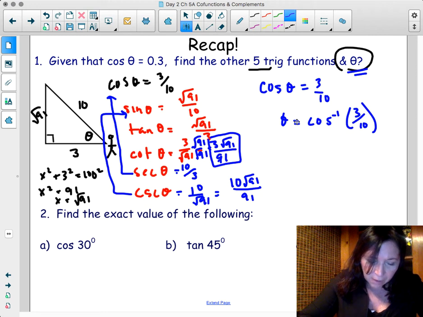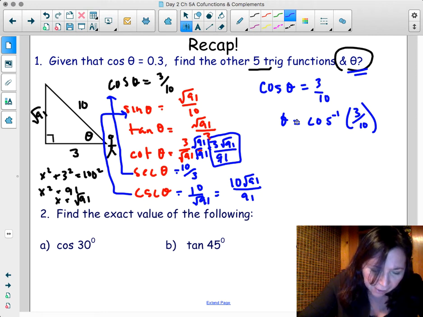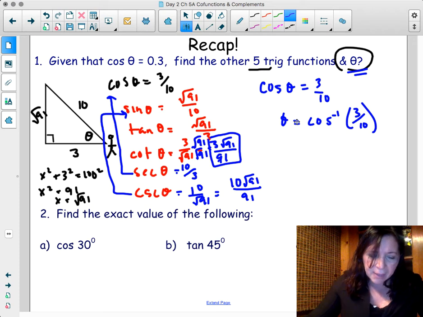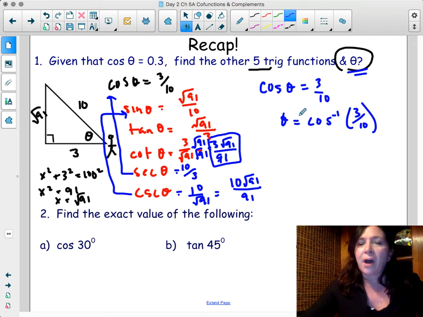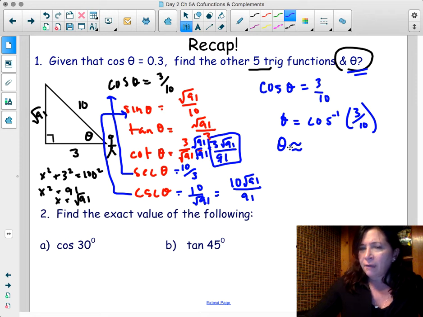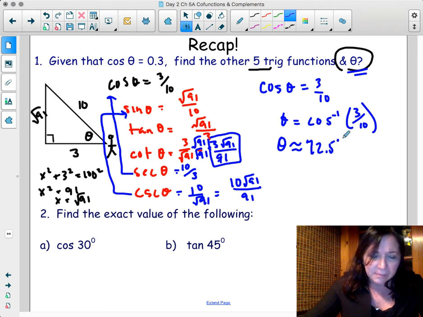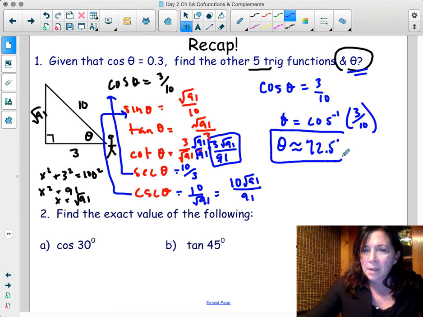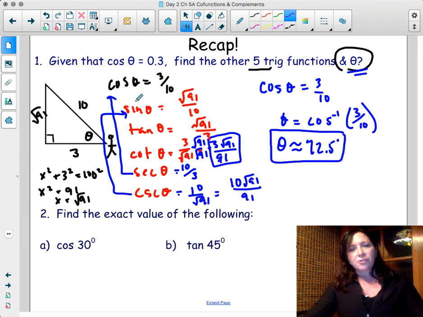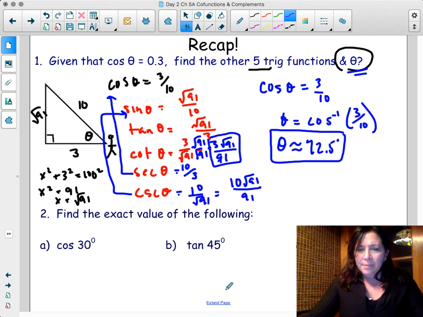So 3 divided by 10, of course, is 0.3. You take arc cosine of that, and that's going to be 72.5 degrees. So theta is about 72.5 degrees, because I'm rounding off, that's why you have the approximations. Okay? So we found all the 6 trig functions, including theta.